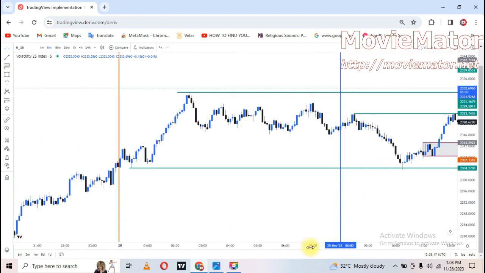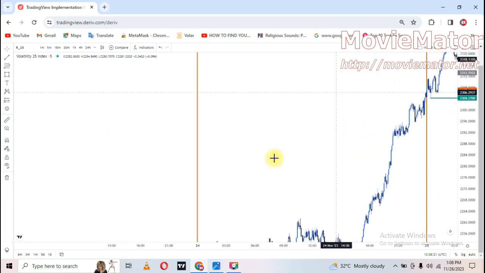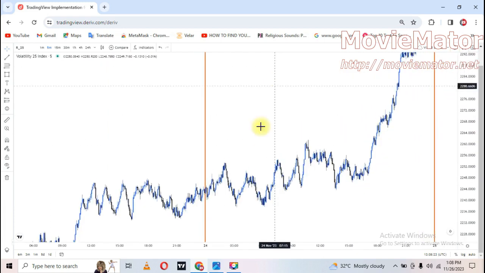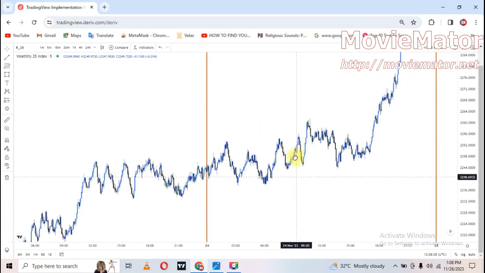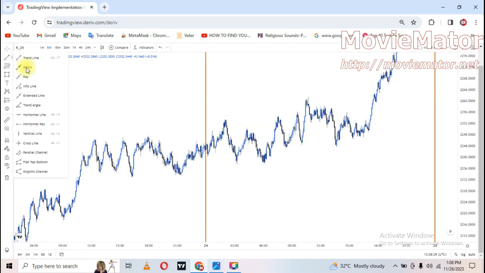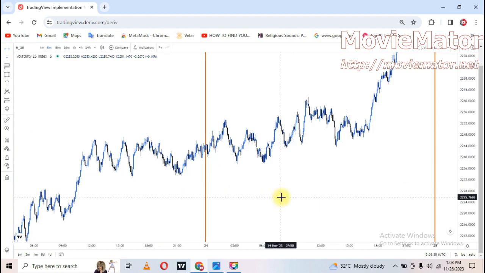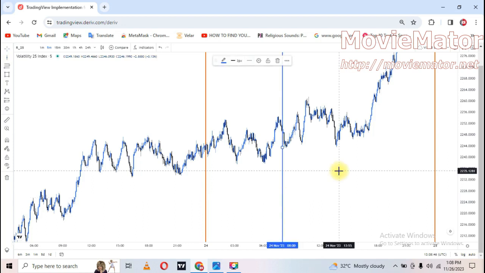Let's go and backtest on another day. Okay, so there's another day here. So this day is 3 days ago, right? So I'll take my vertical line, and then I'll mark my 8 o'clock a.m., right? So this is 8 o'clock a.m.